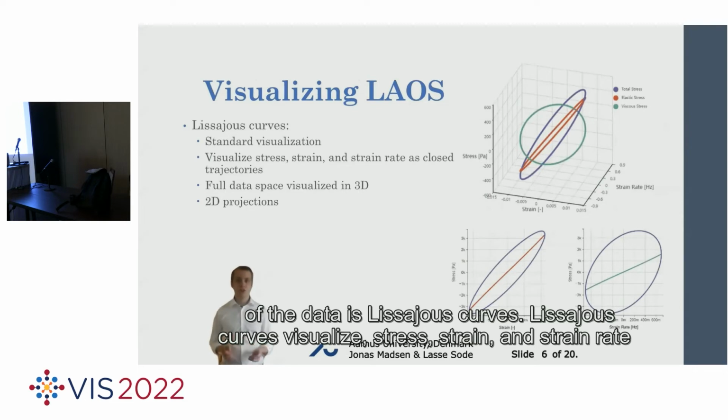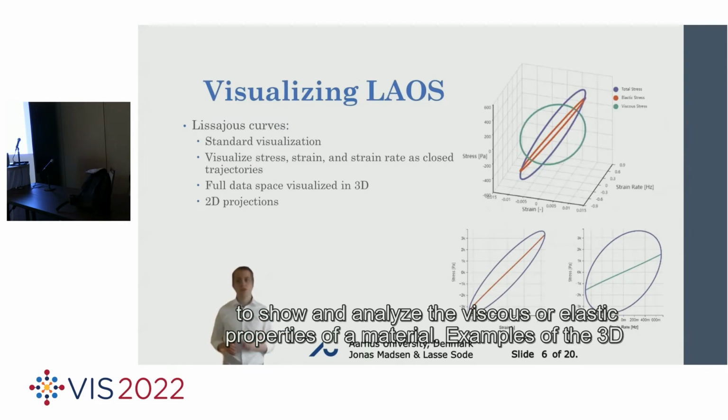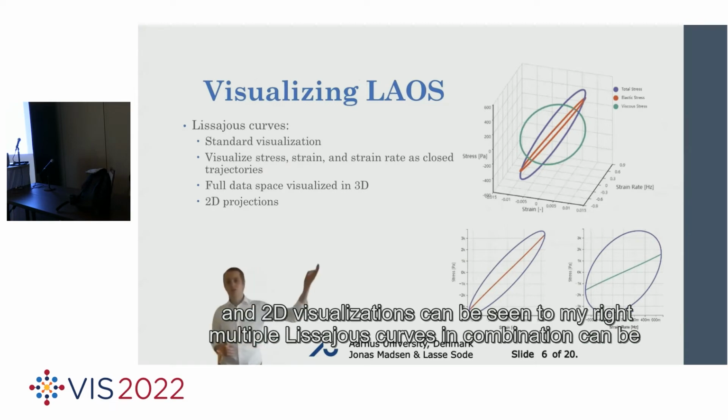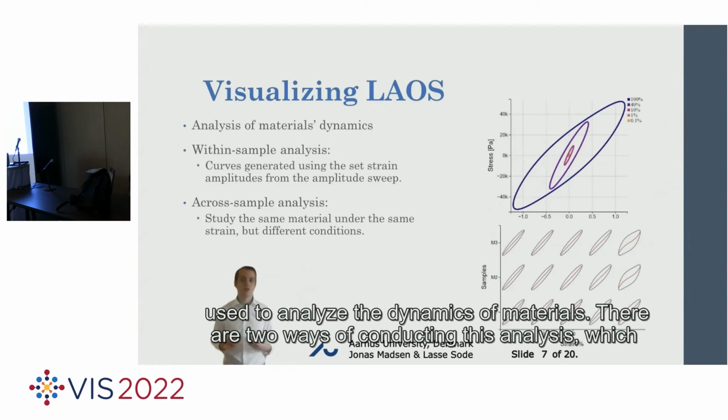Lissajous curves visualize stress, strain, and strain rate as closed trajectories in a 3D space. However, 2D projections of the space are typically used to show and analyze the viscous or elastic properties of a material. Examples of the 3D and 2D visualizations can be seen to my right. Multiple Lissajous curves in combination can be used to analyze the dynamics of materials.